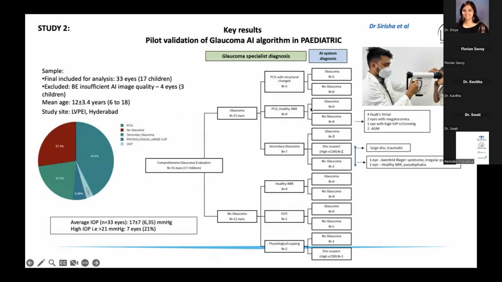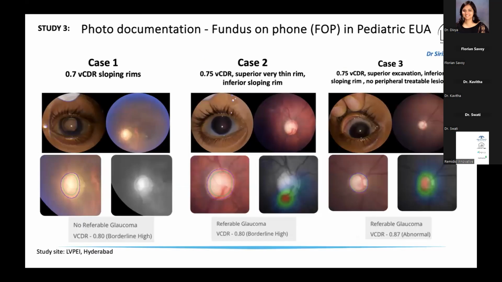So what is very interesting in them is that the AI was able to pick up glaucoma in a significant number of children with the actual diagnosis. And in the situations where the AI missed picking up glaucoma, very interestingly, those eyes did not have disc changes. That means, let's say, a secondary glaucoma, I would call somebody as having a secondary glaucoma based on very high intraocular pressures, but optic discs were healthy. So in those patients, although the glaucoma specialist called it glaucoma, the AI said this was normal or non-referable. That is because the optic disc did not show changes. So that was very, very interesting. And it was quite heartening to see this.